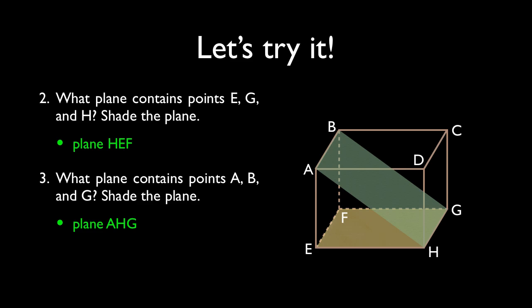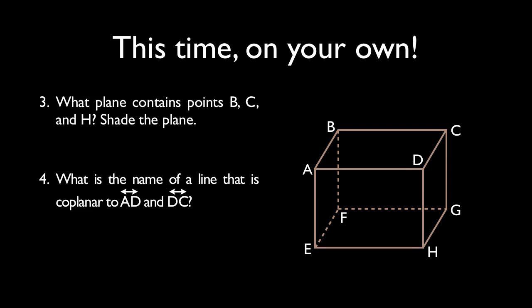Now here are a couple more problems to do on your own. Pause the video, do these really quick, and come back to see if you're right. Well done! Here's the first answer, plane BEH. So this is another one where if you connect points C and H and complete your parallelogram, you can then shade in your plane.